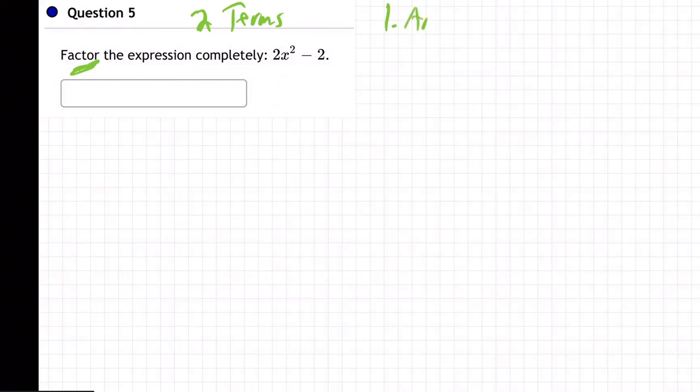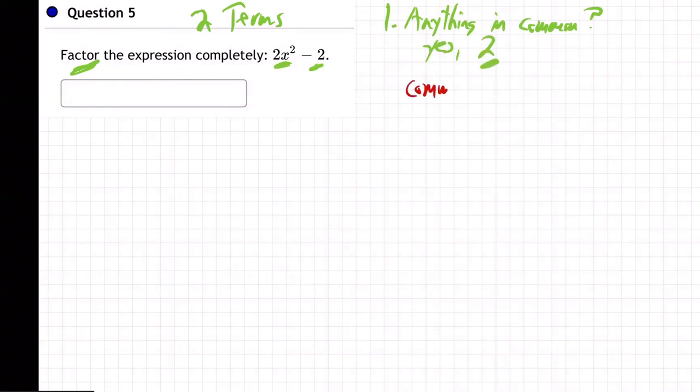So we ask, is there anything in common? This is the first question on every factor problem. Anything in common to these two terms? Yes. In this case, yes, they both have a 2 in common. 2 goes into both of them. So what do you do in that case?